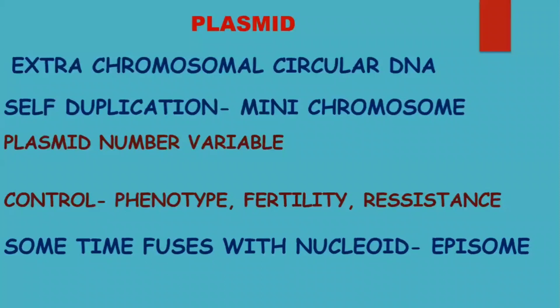So once more, plasmids are extra chromosomal circular DNA. They are self-duplicating, hence called mini chromosome. Plasmid number inside a bacterial cell can vary. I also told you that plasmids are dispensable. That means a bacteria can survive without a plasmid. They basically control phenotypic feature, fertility, and resistance. Sometimes it fuses with nucleoid to form episome.